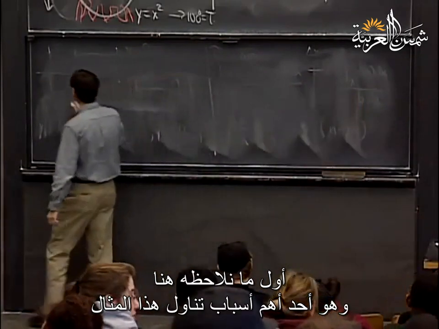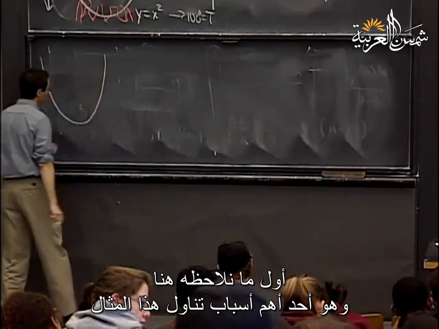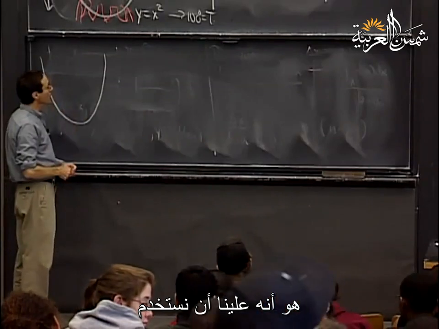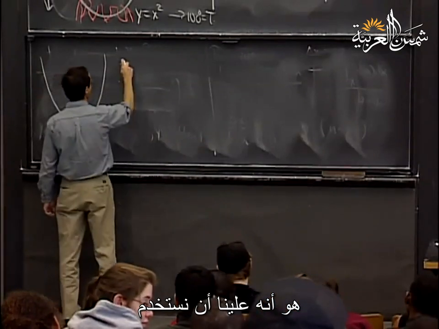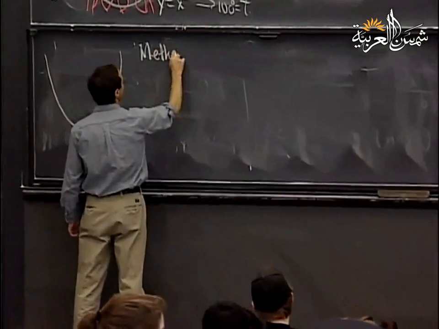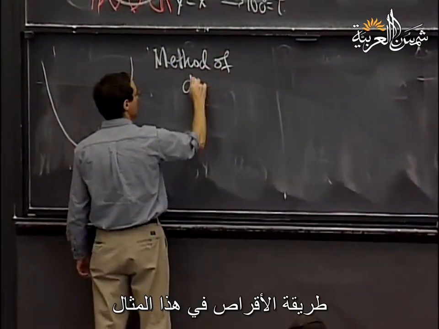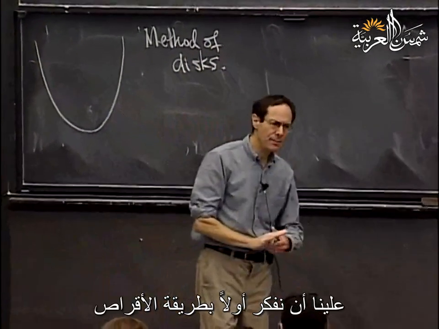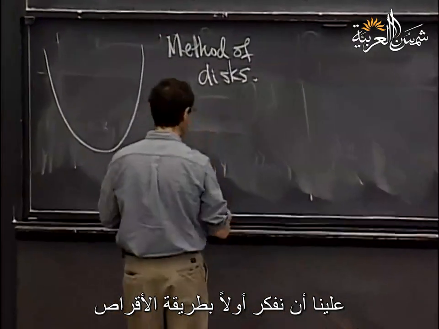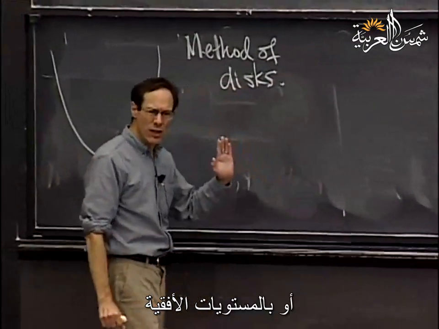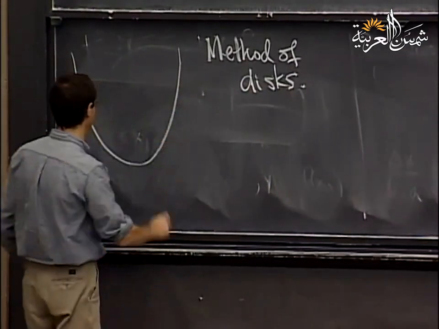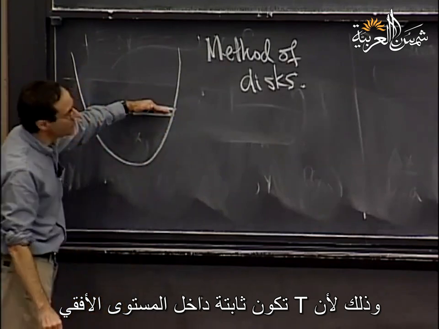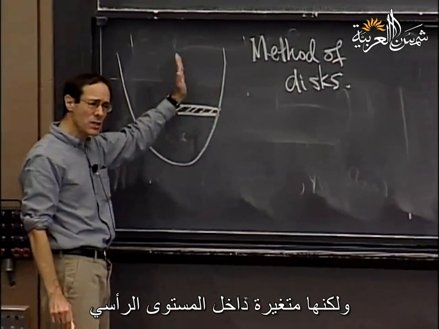So the first observation here, and this is the reason for giving this example, is that it's important to realize that you want to use the method of disks in this case. You shouldn't think of the disks first, but of the horizontals. We must use horizontals because T is constant on horizontals. It's not constant on verticals.